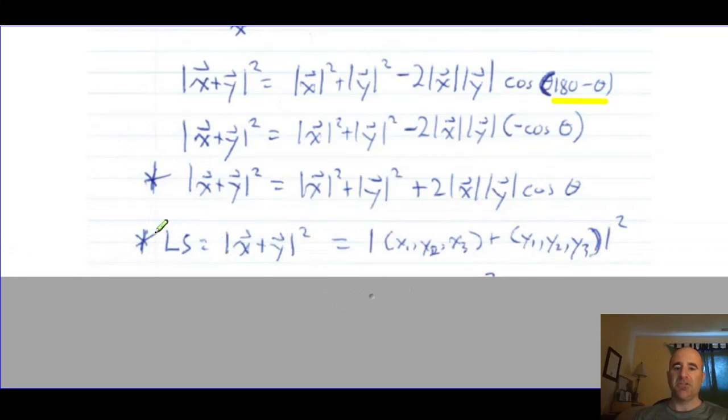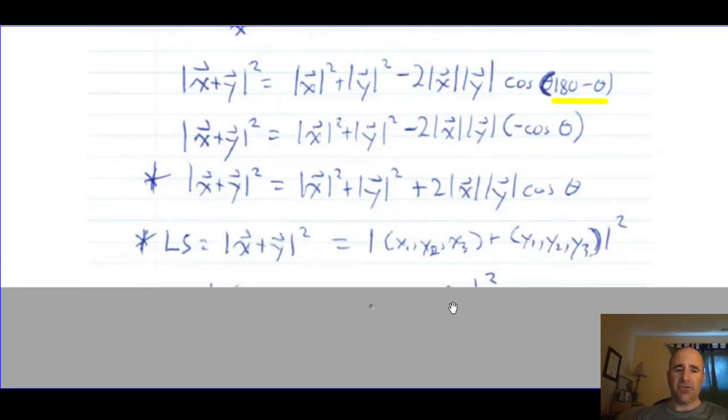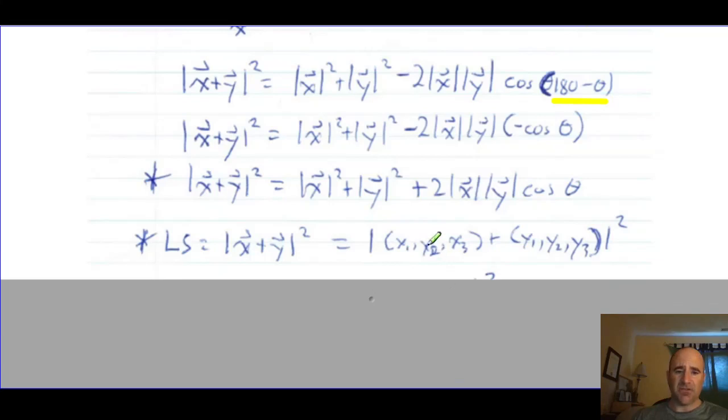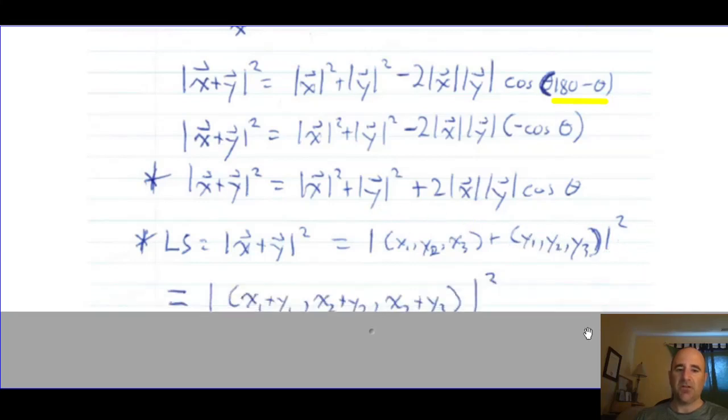Okay, let's look at the left side of this equation right here. Notice what I've done is I've taken these vectors, sorry if that's a bit messy, and said, okay, the magnitude of x plus y, squared, I'm going to express them in their component form. So x is x1, x2, x3, and y is y1, y2, y3. So I'm looking for the magnitude of the sum of these two vectors, squared.